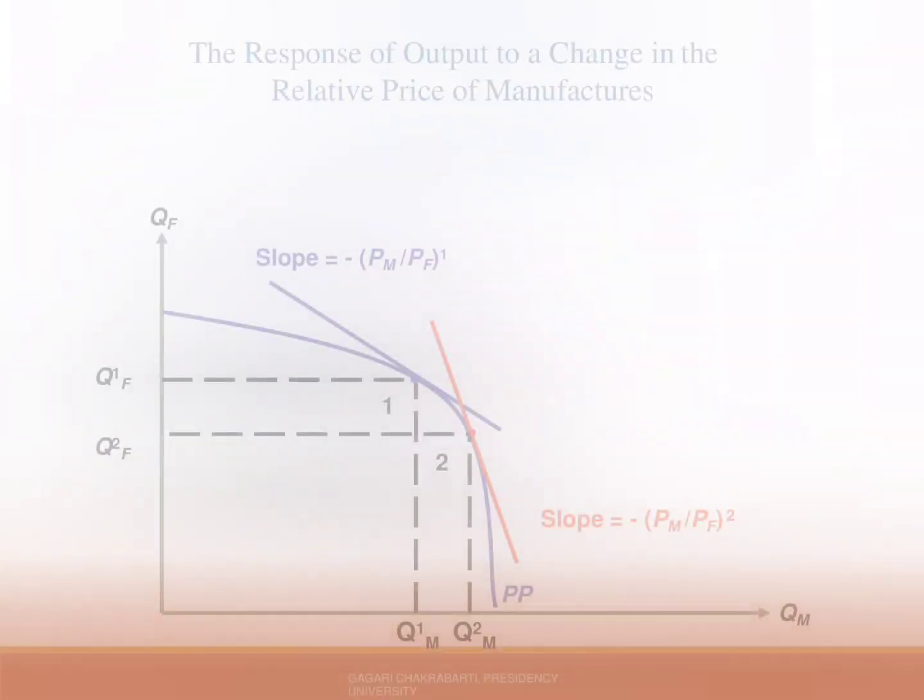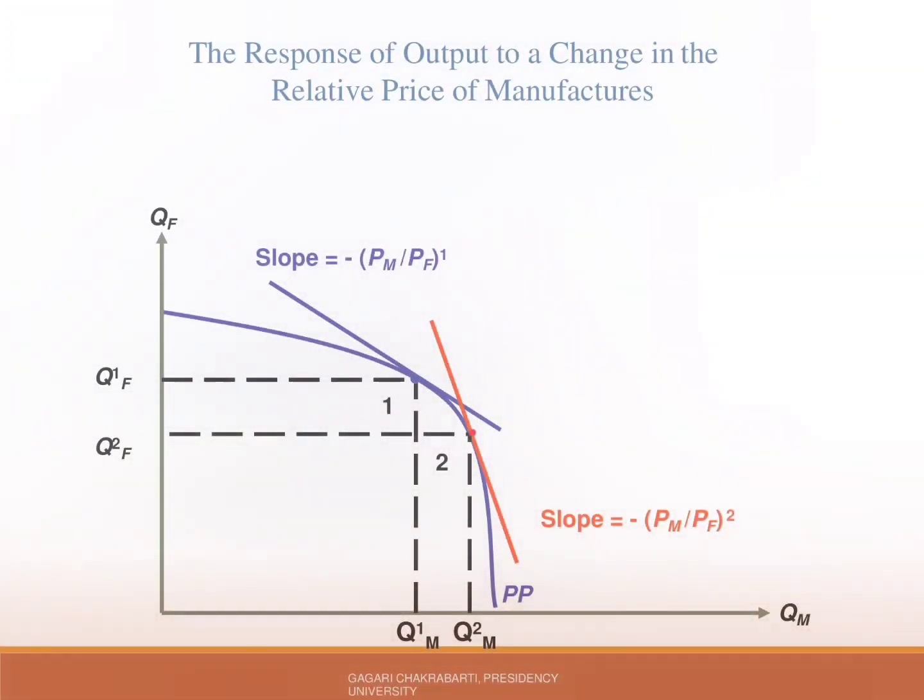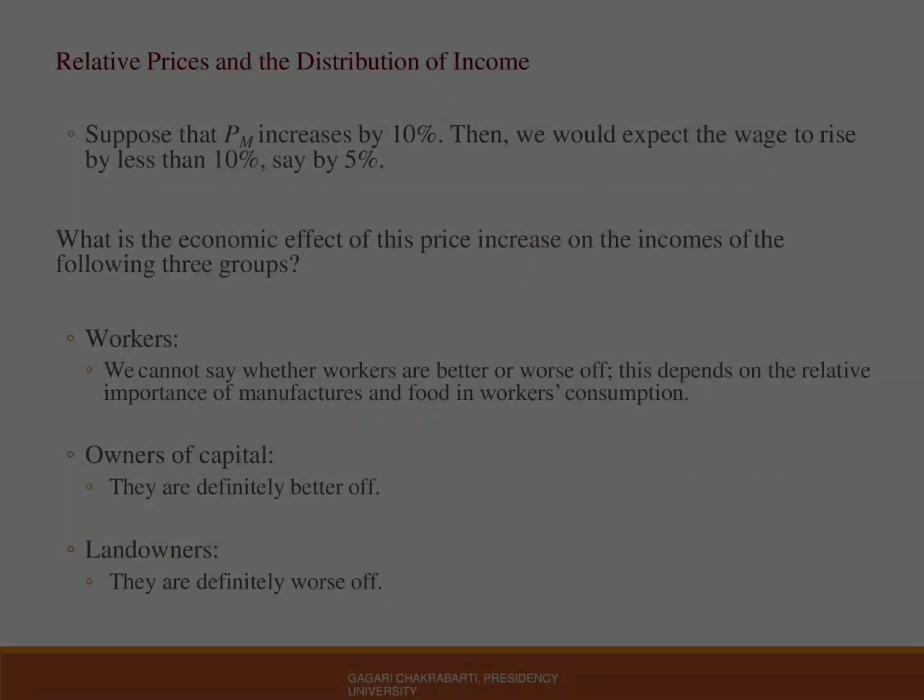We may consider the response of output to the change in the relative price of manufactures also. Initially, the equilibrium point was at point 1, where the flatter price line was touching the PPF. Now PM by PF has increased because PM has increased by 10%. So the price line becomes steeper, the red one. The new equilibrium is at point 2, so that the country now produces more of the manufactured commodity and less of the food commodity.